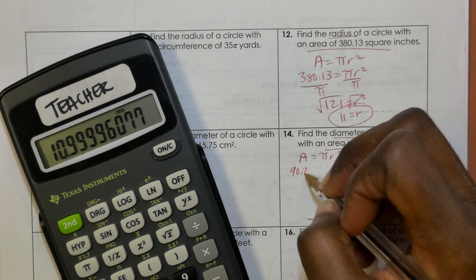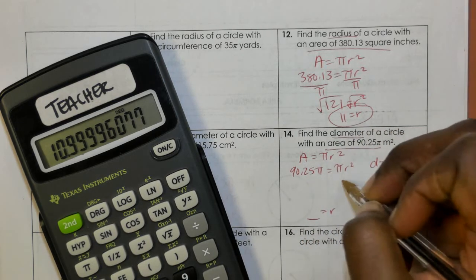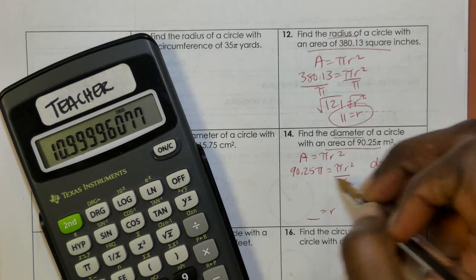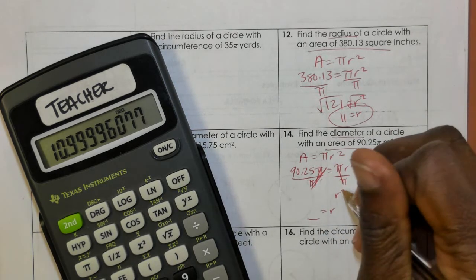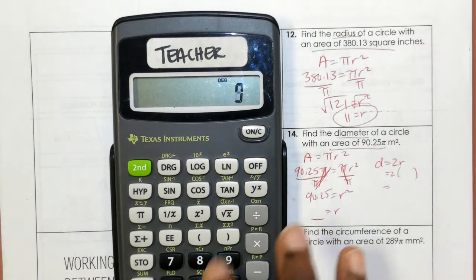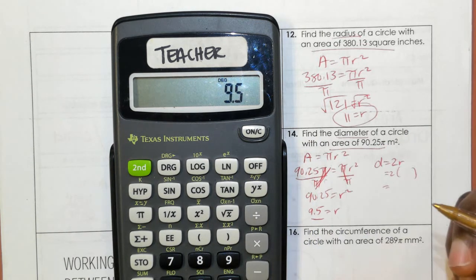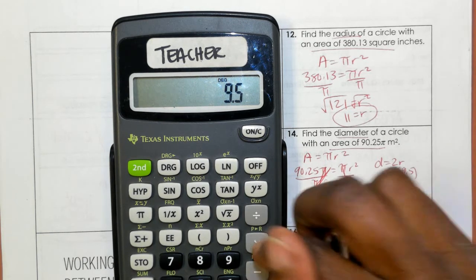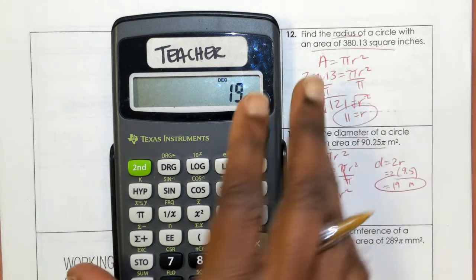This one has a 90.25 and a pi sign, so you do carry the pi sign with the area, so that if it's in terms of pi, the pi's will cancel. So we divide by pi still, which cancels it on both sides this time. So r squared is equal to 90.25. And r is 9.5. So if the radius is 9.5, we plug that in, and the diameter is 19 meters.